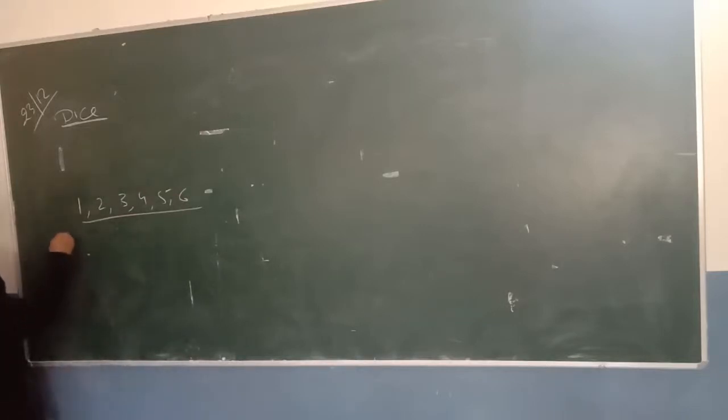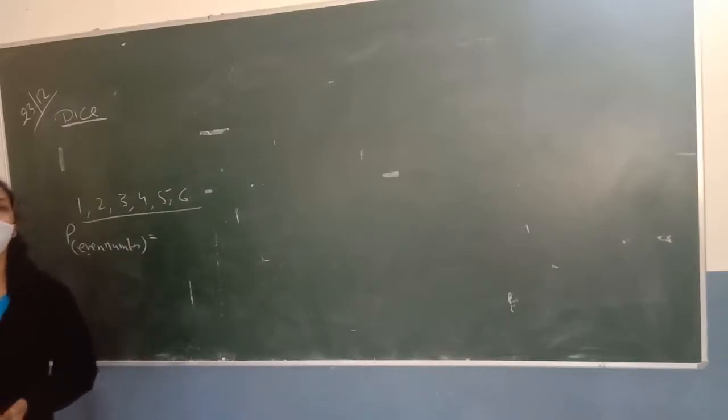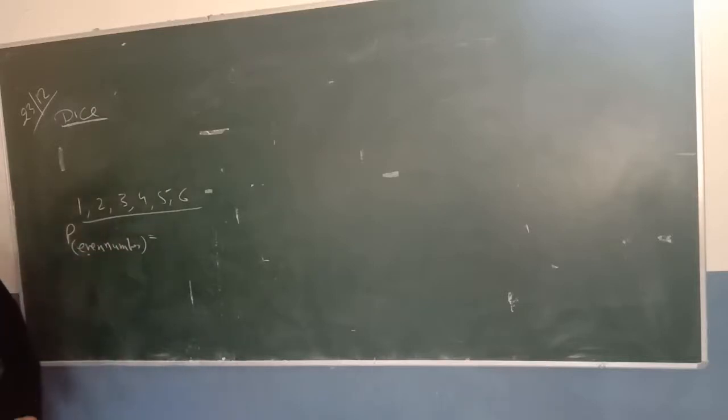Suppose the question is you have to find the probability of an even number. Please write down in your notebook: find the probability of an even number when we throw one die. It will be 3 upon 6. How many prime numbers are there? What are these 3 prime numbers?